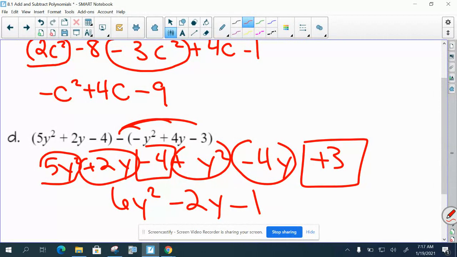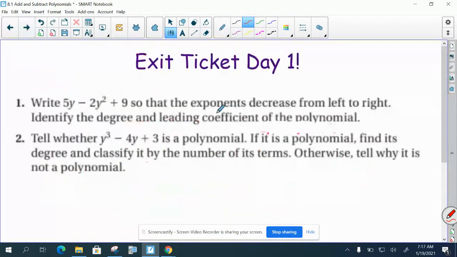Okay, so after that, you have an exit ticket in Polaris that you're going to take, and that's all you have to do today. So just watch this video and go into Polaris and do the exit ticket, and tomorrow we'll do an Edgenuity assignment related to this lesson.